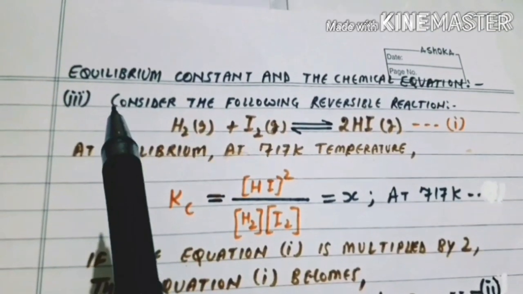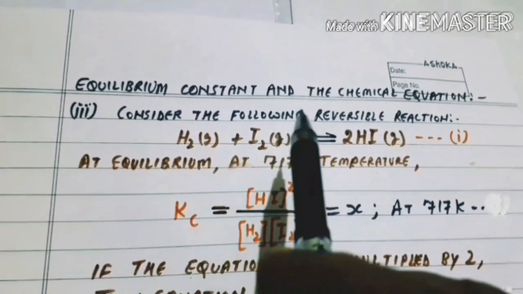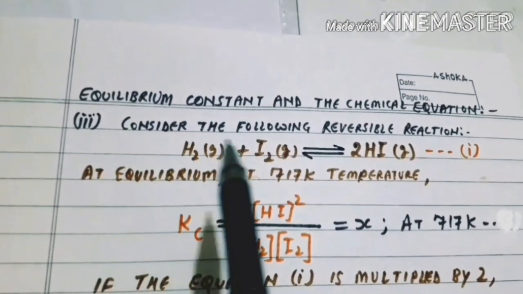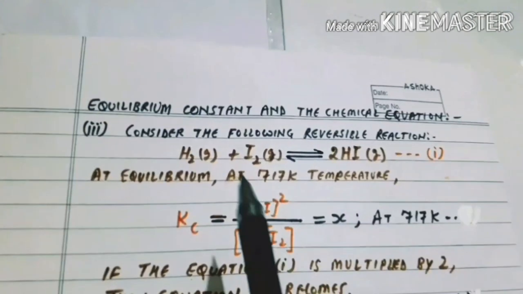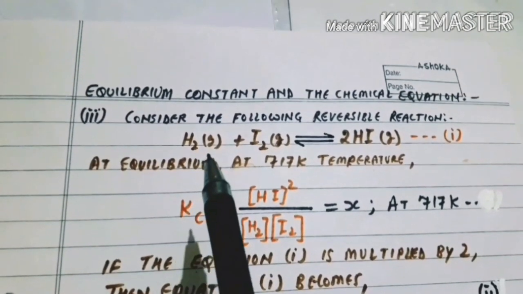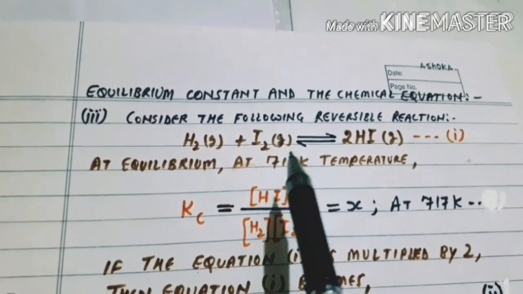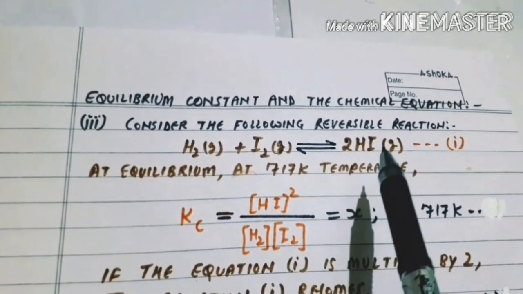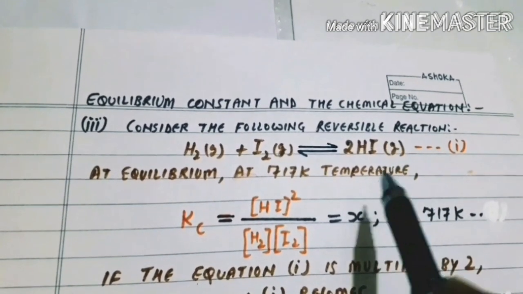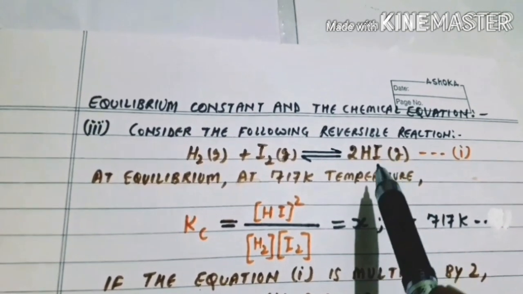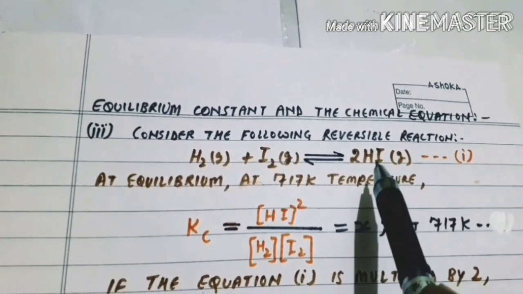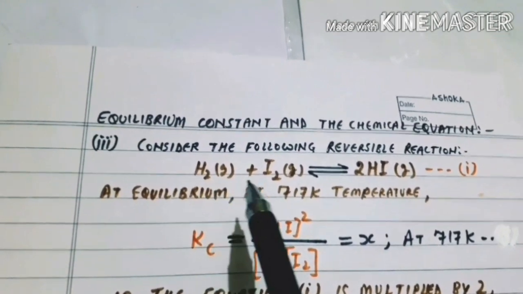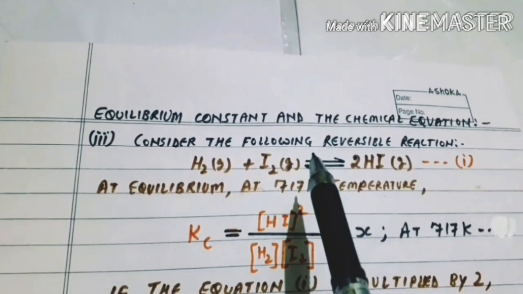Let us discuss the third case with respect to equilibrium constant and the chemical equation. So consider the following reversible reaction in which 1 mole of hydrogen gas reactant reacts with 1 mole of iodine gas reactant in the forward direction to produce 2 moles of hydrogen iodide gas as product, and 2 moles of hydrogen iodide gas as product decompose in the backward direction to give back the reactants, that is 1 mole of hydrogen gas plus 1 mole of iodine gas.